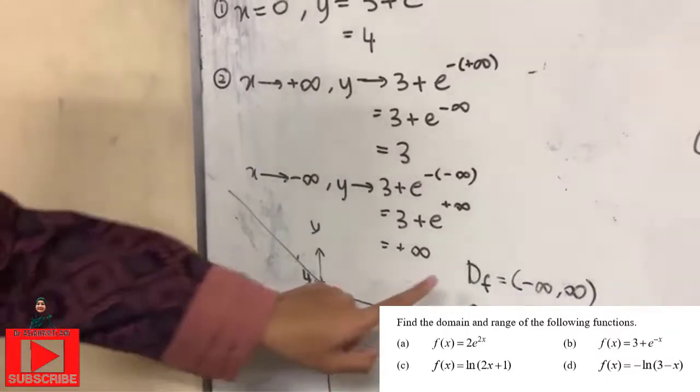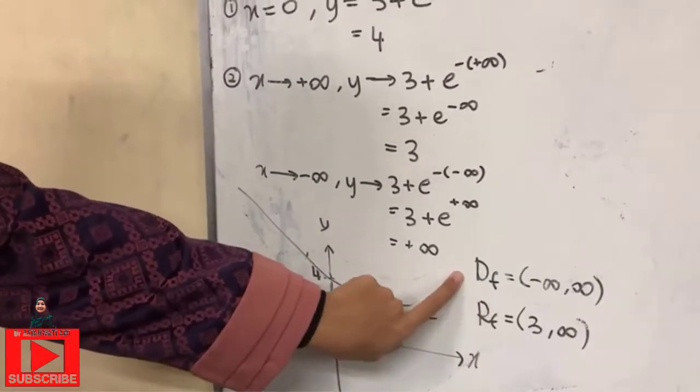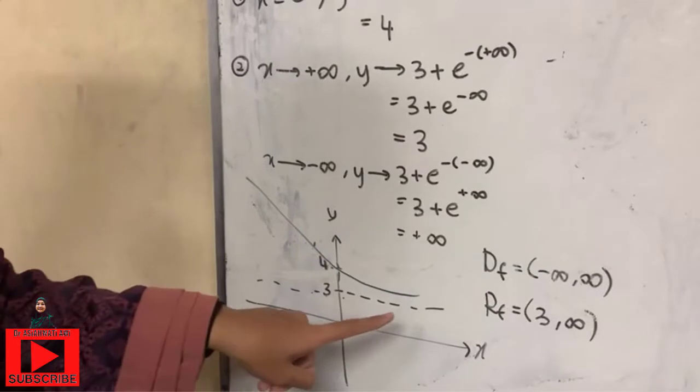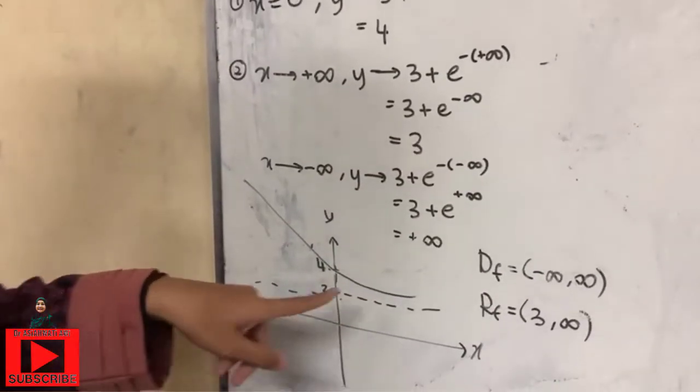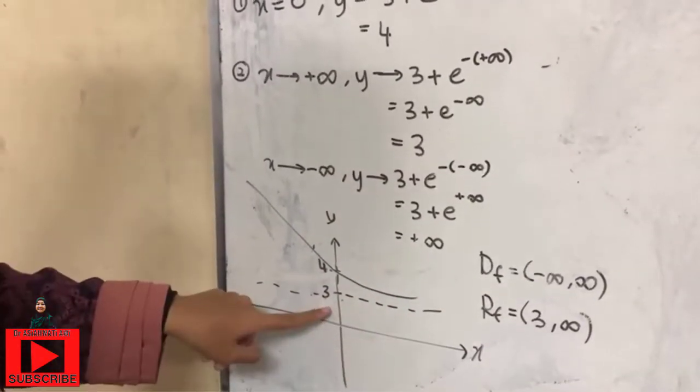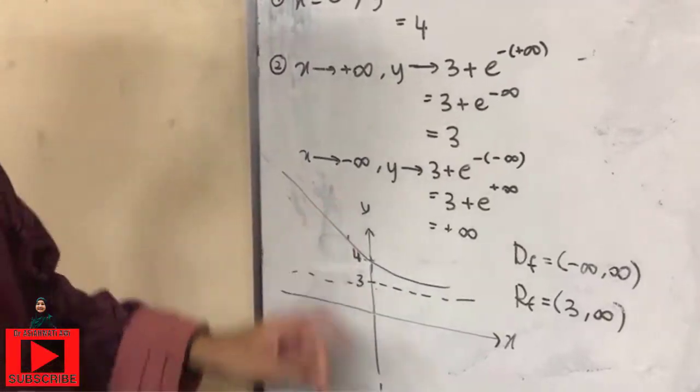Daripada graf kita boleh dapat domain dengan range. Daripada domain dia kita dapat negatif infinity ke positif infinity, range dia kita dapat 3 ke positif infinity.